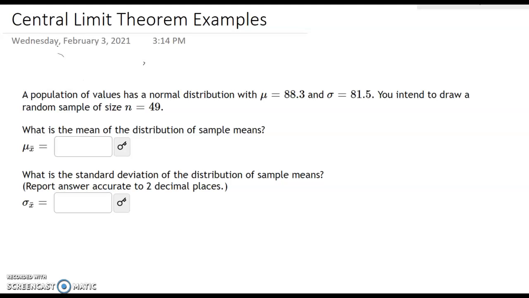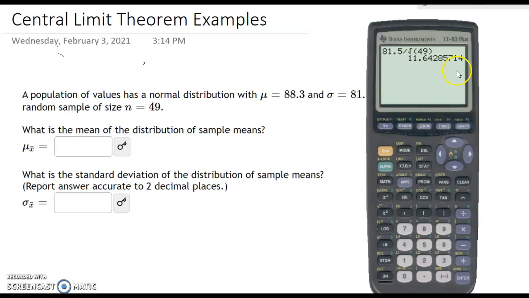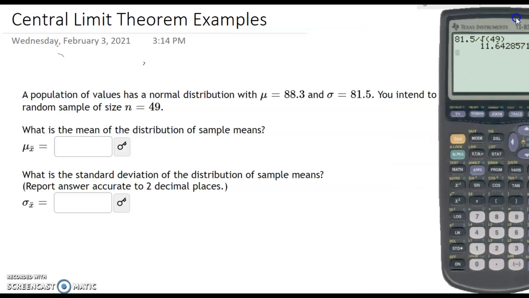And let's see, cursor is not cooperating at the moment. There it is. Okay, let me get my calculator ready. There we go. All right, I'm going to put that off to the side for just a moment.